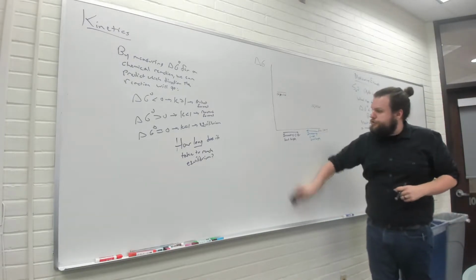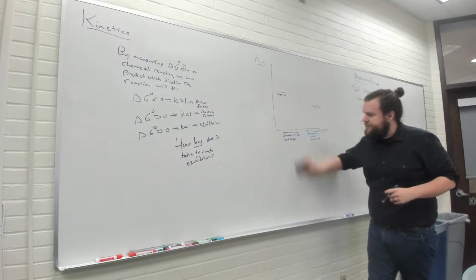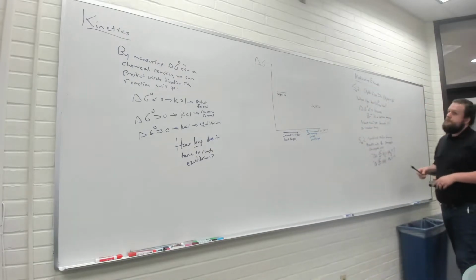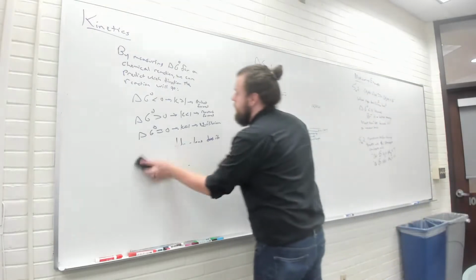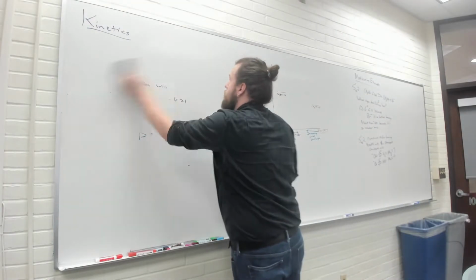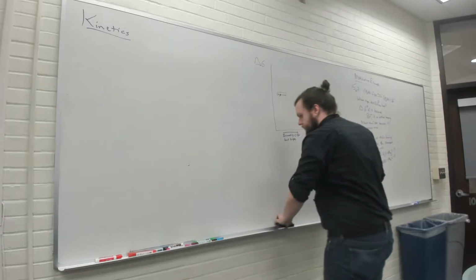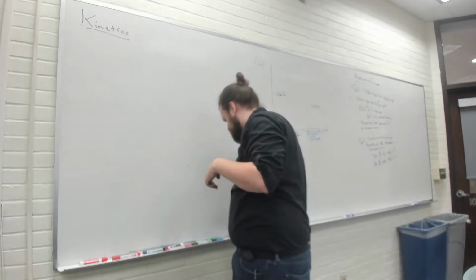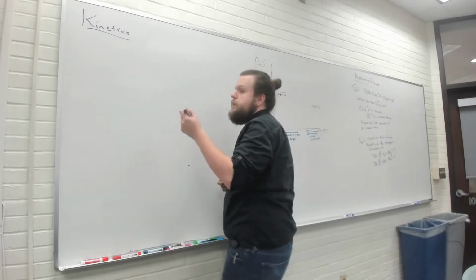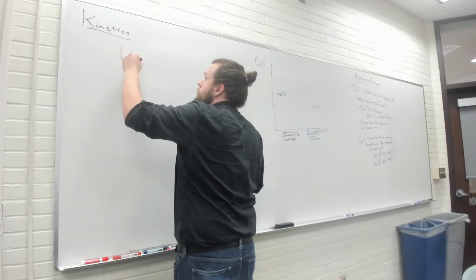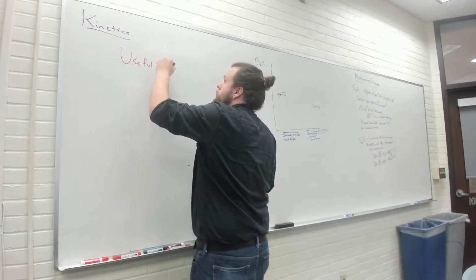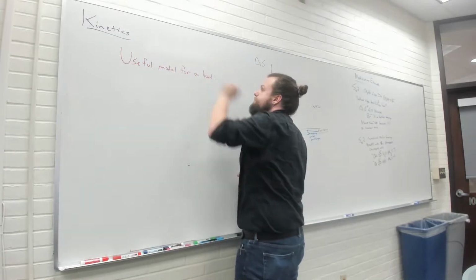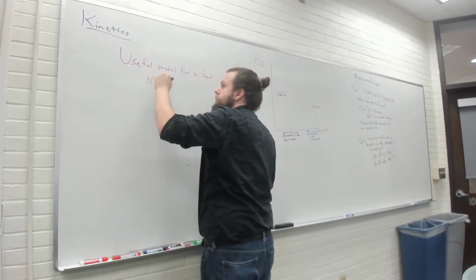Right, and I want to introduce a very simple model that if you take this class next semester, you're going to see so much you're going to get sick of it. We're going to, let's put it over here. We can model, there's a really useful model for a bond. We call it the Morse potential.